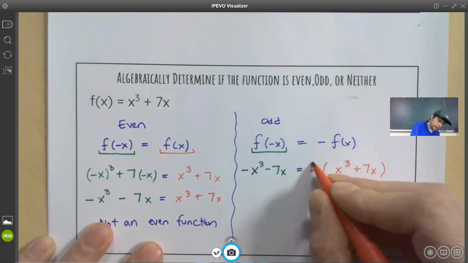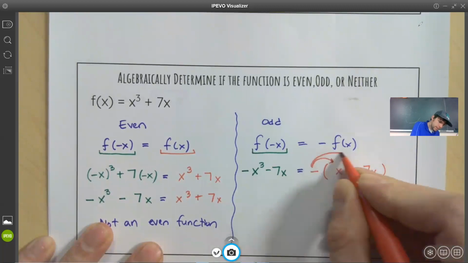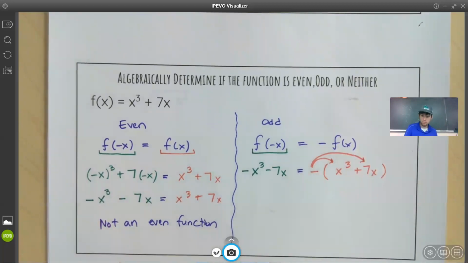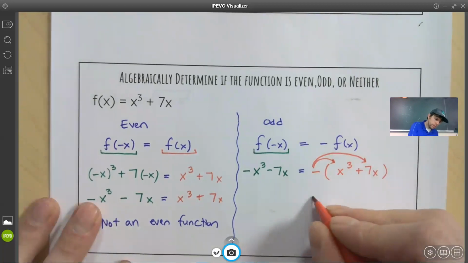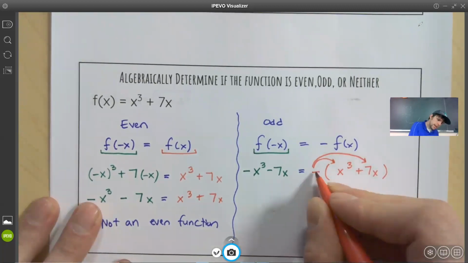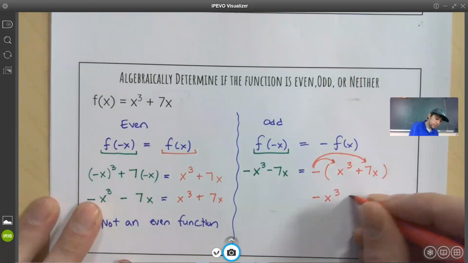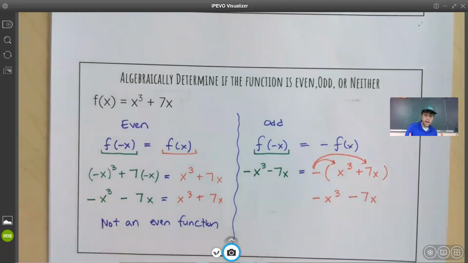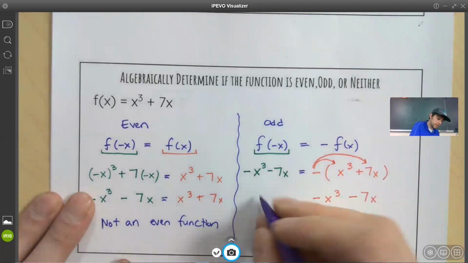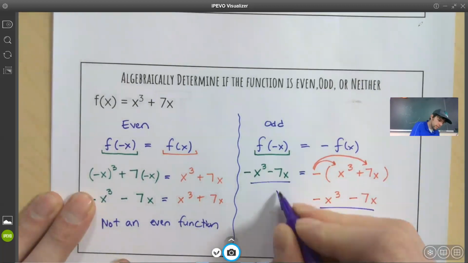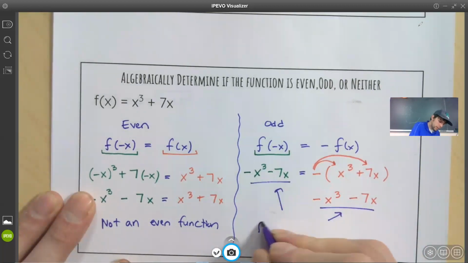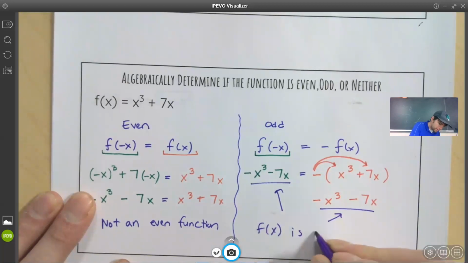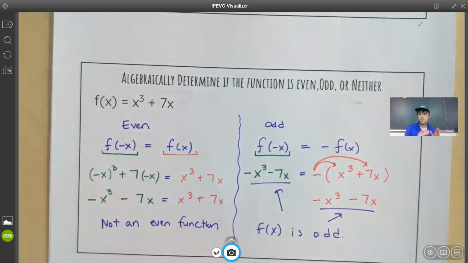So that means to go ahead and distribute this in and to see what happens. Negative times x cubed will turn into negative x cubed. Negative times positive 7x is going to turn into negative 7x. And now we can see these are the same, right? This and this, they are the same. So we're dealing with an odd function. So f of x is odd. It is an odd function.